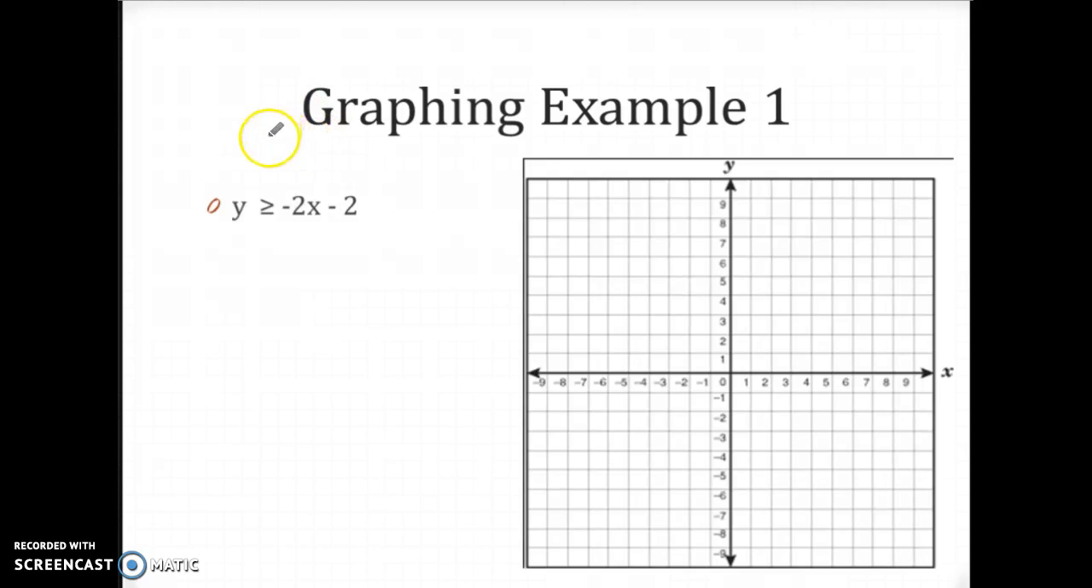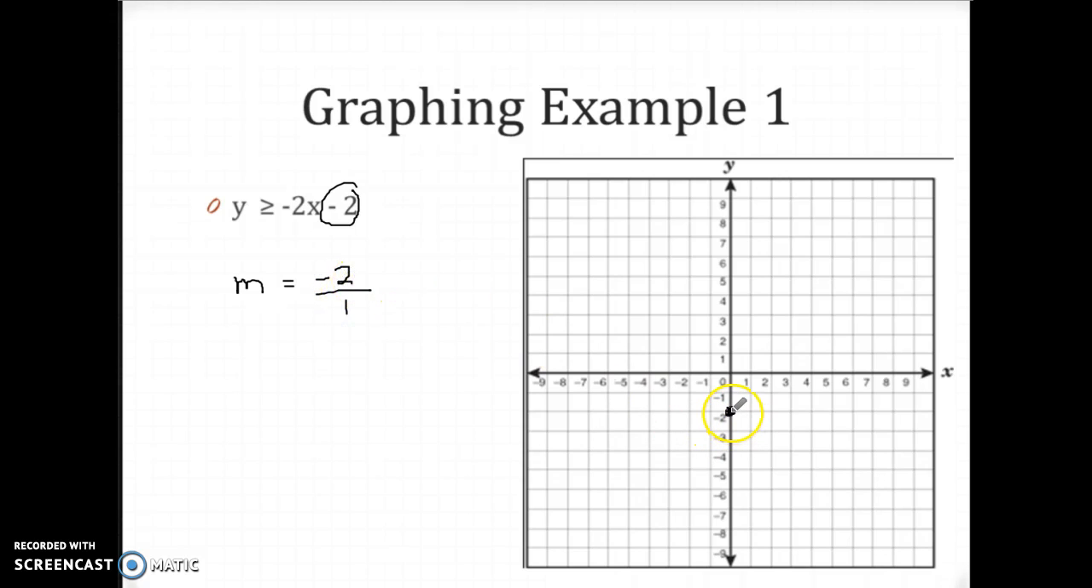So let's practice an example. Again, with graphing, we're graphing just like we did with slope-intercept form. In this equation, I can see it has a y-intercept of -2, so it's going to cross my graph at -2. And it has a slope of -2. So the slope, actually think of it as -2 over 1.